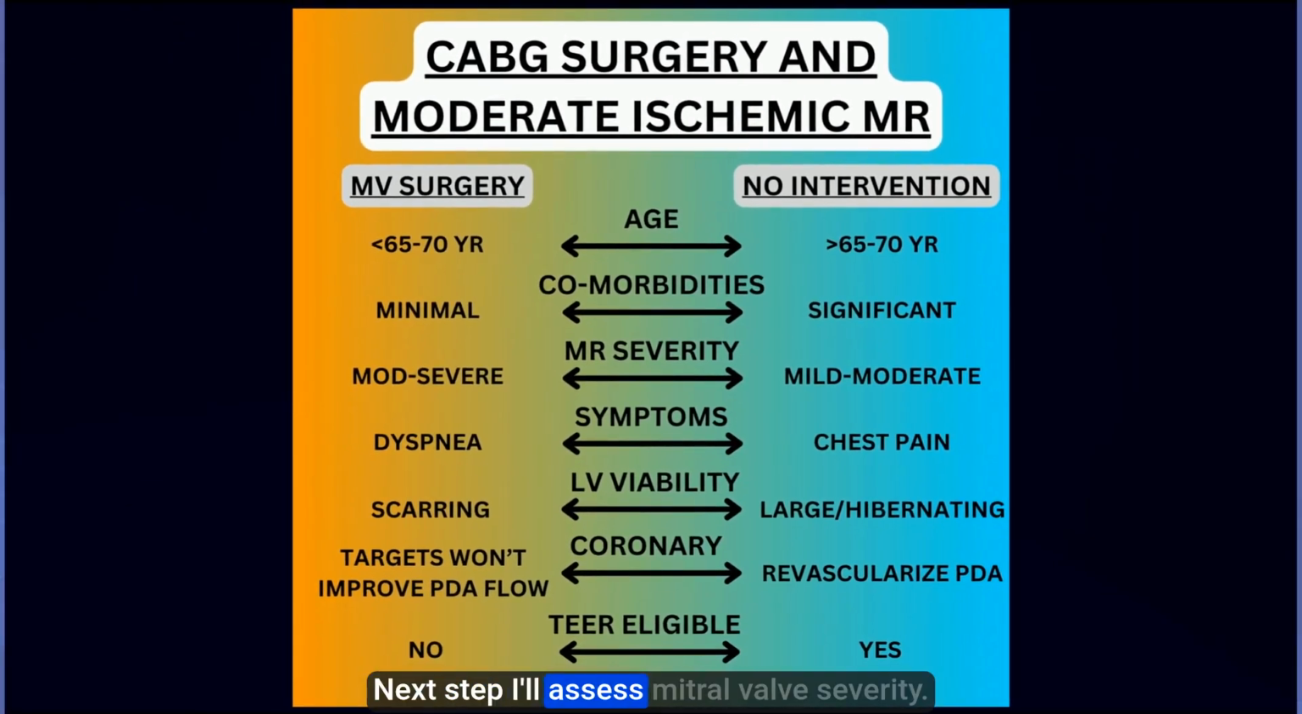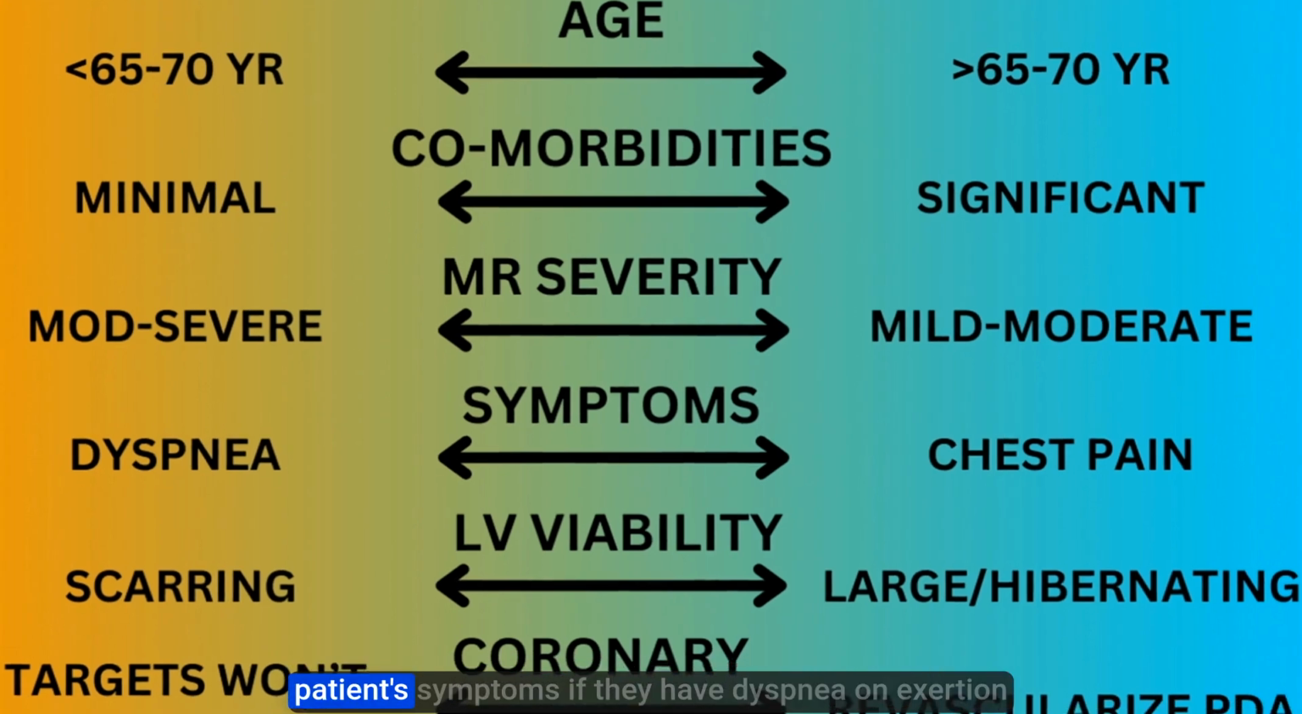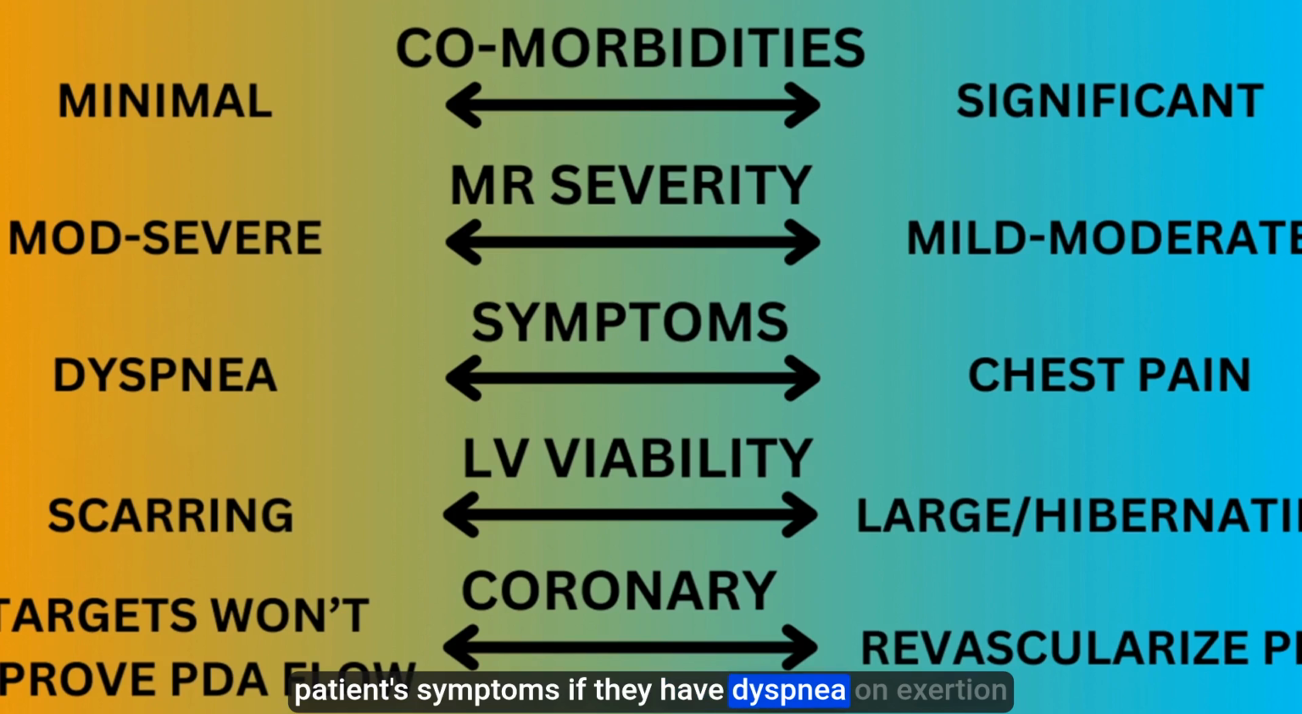Next step, I'll assess mitral valve severity. What is the clinical significance here? Is the MR significant enough that it can't wait for future intervention, or even not be intervened upon at all? We'll assess this with TEE to see if it's mild or moderate, or is it moderate to severe, which may push us towards an intervention. Or looking at patient symptoms, if they have dyspnea on exertion as the primary driver of symptoms, even more so than angina, that may signal greater MR significance.